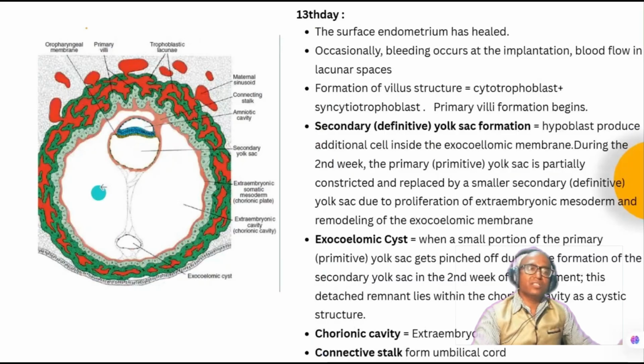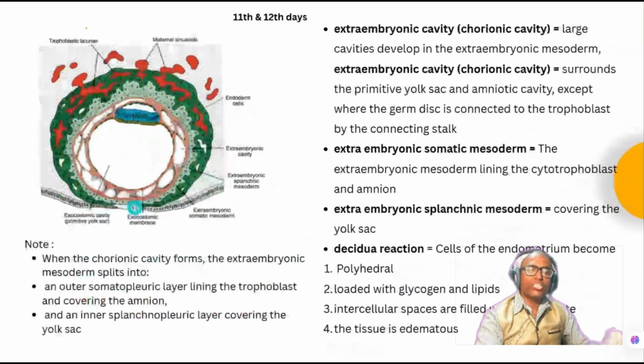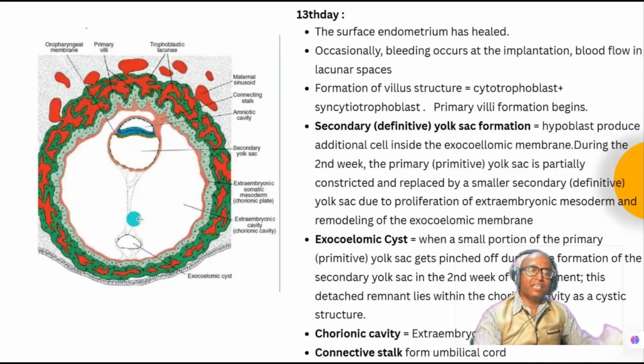So this is the chorionic cavity. Initially these are small spaces, which then unite and form a big cavity called the chorionic cavity. We have discussed that. Now another thing happening here: a small part of the yolk sac gets split off. This is the yolk sac, and a small part of it will separate from it and form an exocoelomic cyst, and at that time we call the yolk sac the secondary yolk sac.